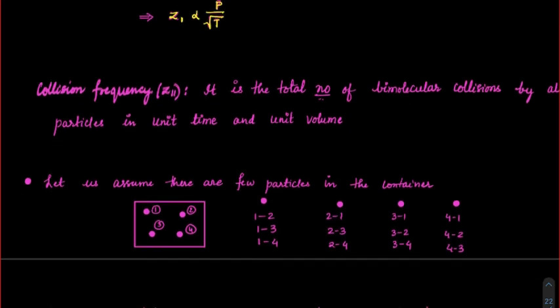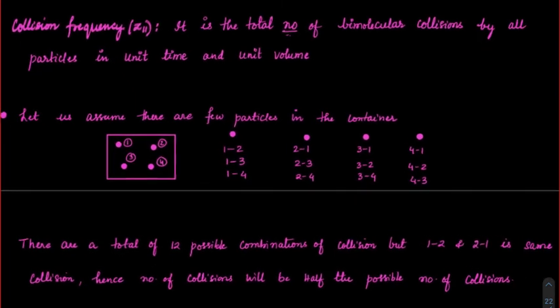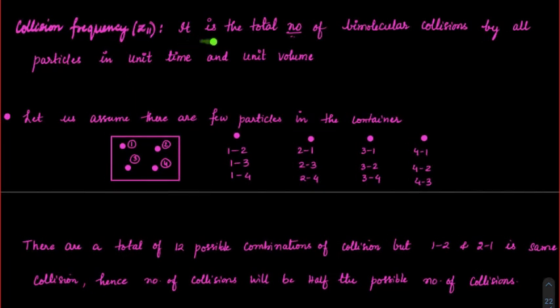Now, let us come to collision frequency. Collision number is different, collision frequency is different. See, what is collision frequency? It is the total number of bimolecular collisions by all the particles. Earlier it was about one particle. Now if you take all the particles in unit time and unit volume, then the number of collisions is what we define as collision frequency.